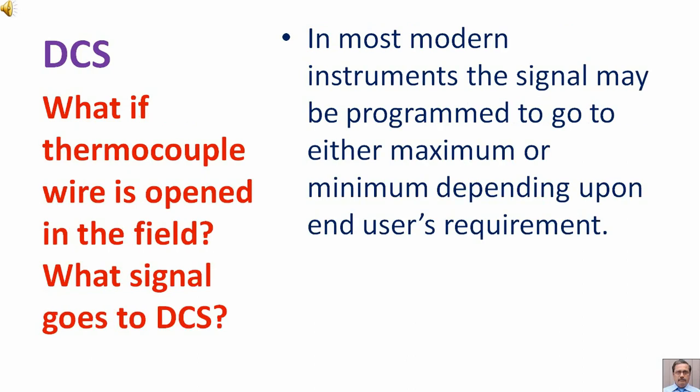What if a thermocouple wire is opened in the field? What signal goes to the DCS? Answer: In most modern instruments, the signal may be programmed to go to either maximum or minimum, depending upon the end user's requirement.